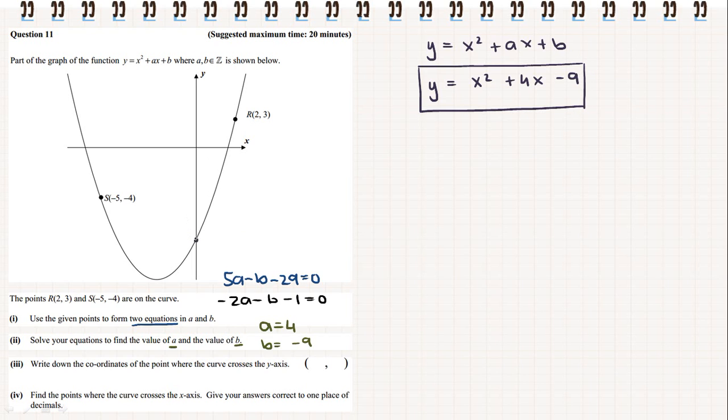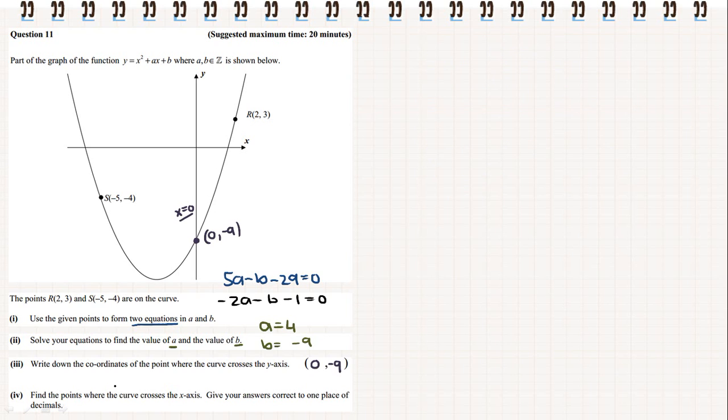If we are looking for the point where it crosses the y-axis, we want to note that everywhere along the y-axis, x is equal to 0. So if we substitute 0 in for x into our function, we will find the value for y. So y is equal to 0 squared plus 4 multiplied by 0 minus 9. So therefore the y value is equal to minus 9. So the point where it crosses the y-axis is (0, minus 9). What we want to notice is that this is the constant in the function.